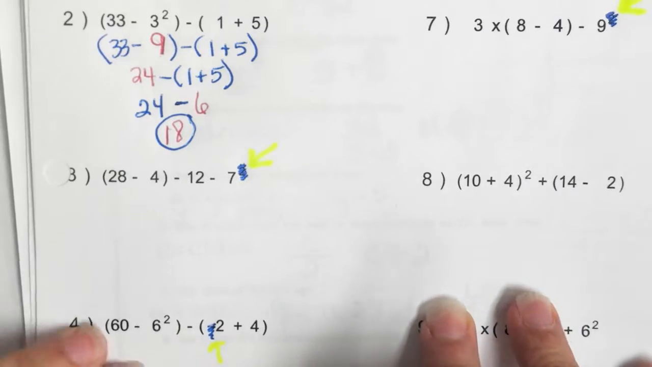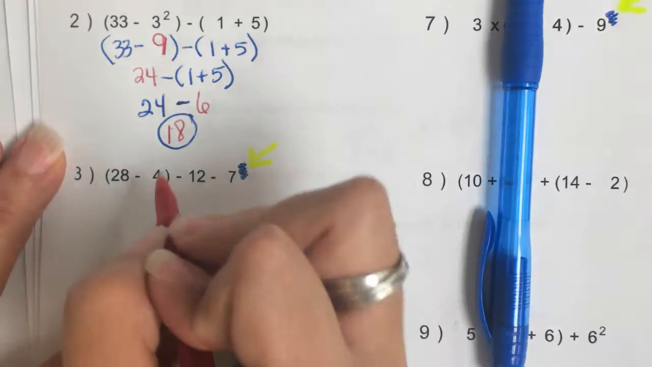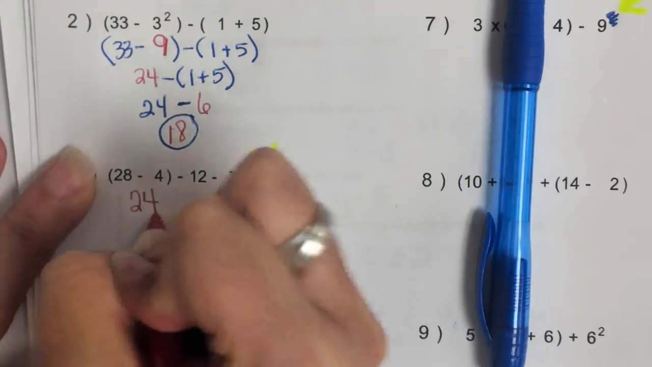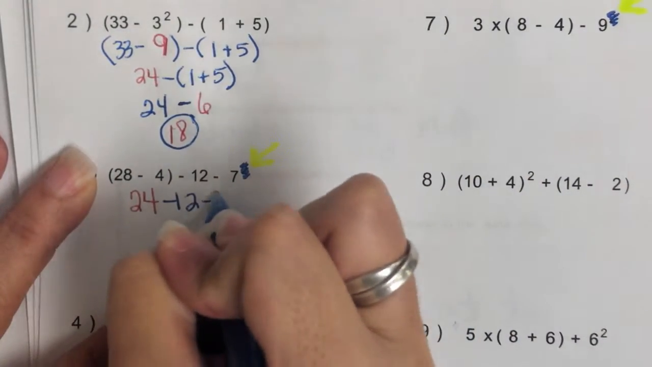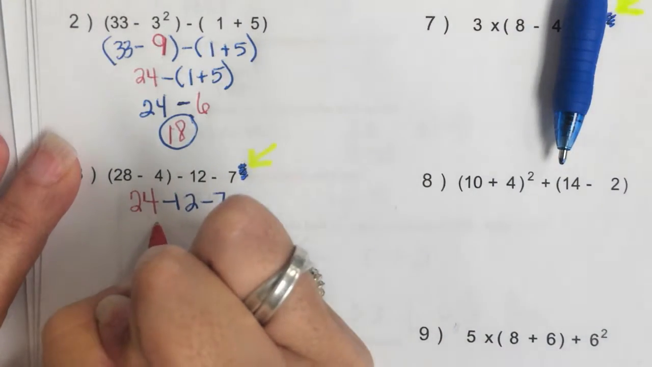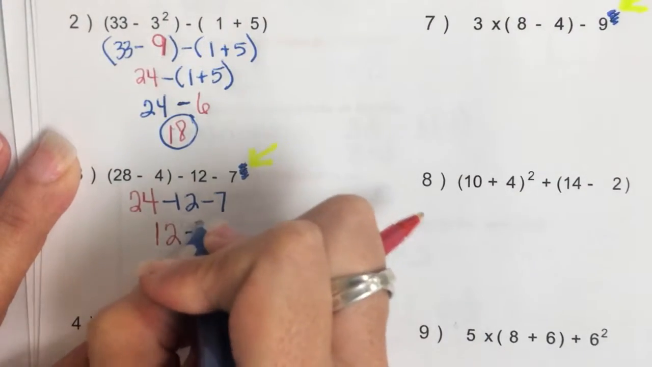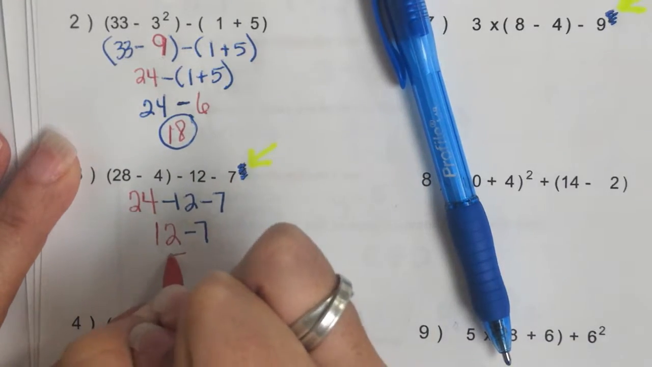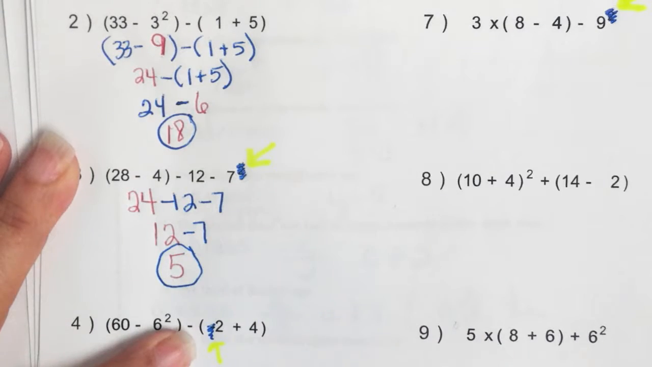Okay, let's do number 3. What should we do first? 28, yep, parentheses. 28 minus 4. 24 minus 12 minus 7. What should I do next? 12, yep. So you get 12 minus 7. And 12 minus 7 is 5. And you are good on that one.